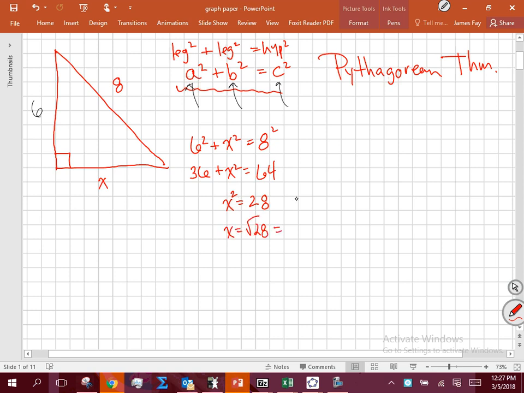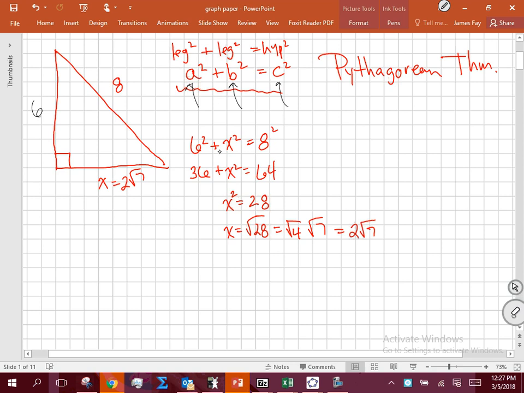But 28, what's the perfect square inside 28? 4, right? So 28 is the same as radical 4 times radical 7. What's radical 4 the same as? 2. So 2 radical 7 should be that length there. All right. Is that something we can do?